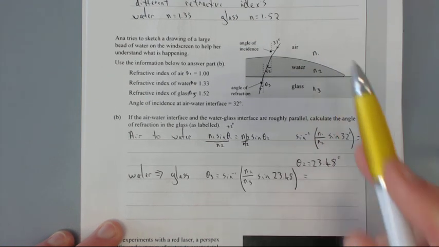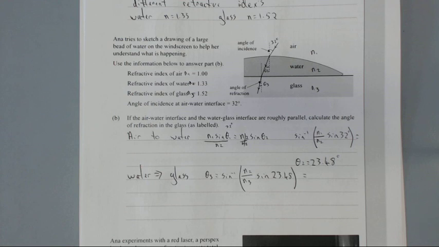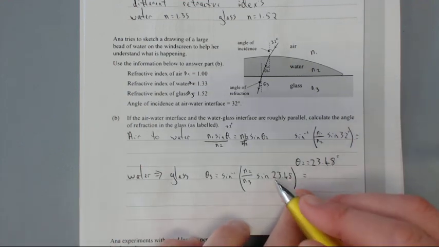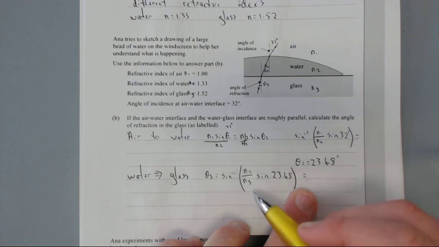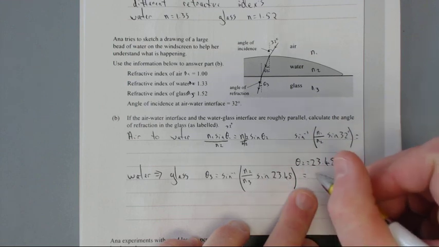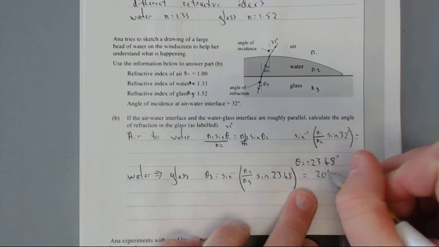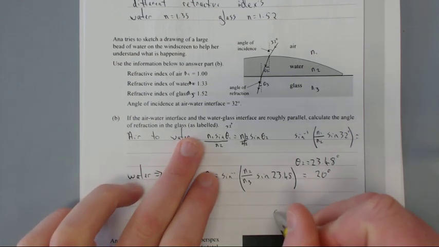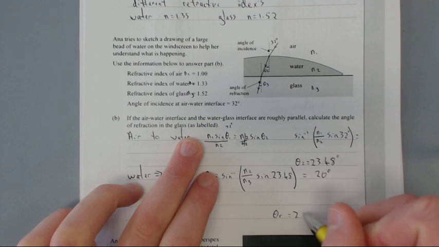These are the different optical densities of the various things. If we plug that into your calculator, n2 being 1.33, n3 being 1.52, it gives us 20 degrees. So our angle of refraction is 20 degrees.